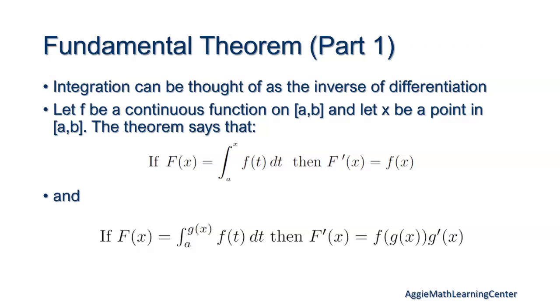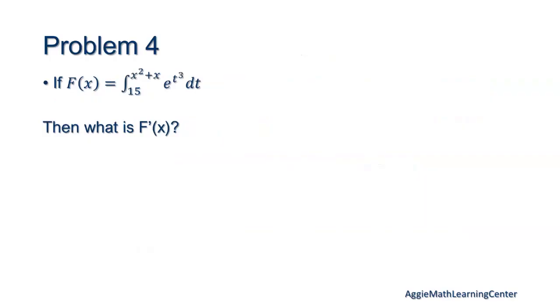And if big F of x is equal to the integral from a to g of x of little f of t dt, then big F prime of x is equal to little f of g of x times the derivative of g of x. Okay, that's a whole mouthful, but it's just what we've gone over. So in this case, I have a big F of x, and I'm looking for F prime of x. So what is big F prime of x? That's a very open-ended question. I mean, it's little f of x, right?